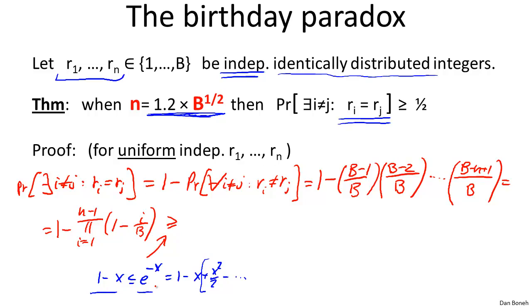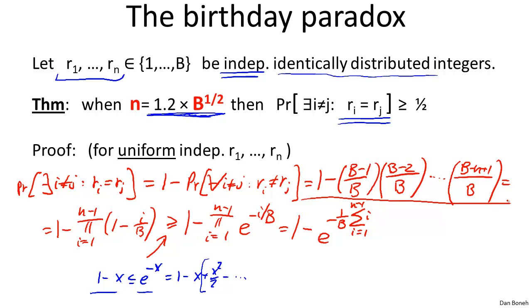Okay, so let's plug this inequality in, and what do we get? We get that this is greater than 1 minus the product of i from 1 to n minus 1 of e to the minus i over b. I simply plugged in x equals i over b for each one of those terms. Now the nice thing about exponentials is that when we multiply them, the exponents add. As a result, this is simply equal to 1 minus e to the power of, let me take the 1 over b out of the parentheses, the sum of i from 1 to n minus 1 of i.